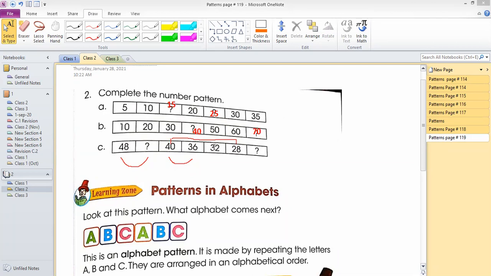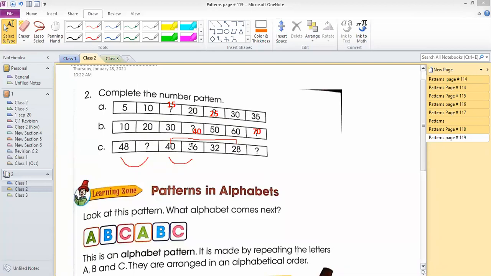36 is big. That means from left to right, we are subtracting, right? Not adding. Yes. If we add, then this number should be bigger. After 40, it should be bigger than 40, right? But it is smaller. Yes. That means we are subtracting. Fine? Now, you have to check from 40, how much you subtract to get 36.